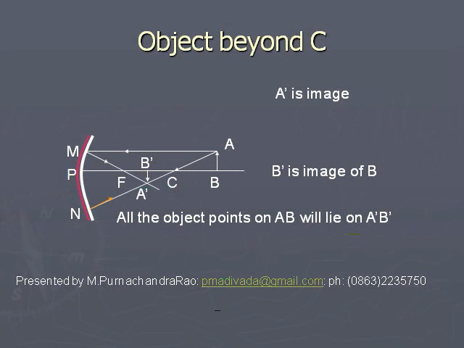So all the points on AB will form their images. The images of all the points of AB will be formed on A prime B prime. The image points of all the points of AB will be on A prime B prime. Hence, A prime B prime is the image of the linear object AB.